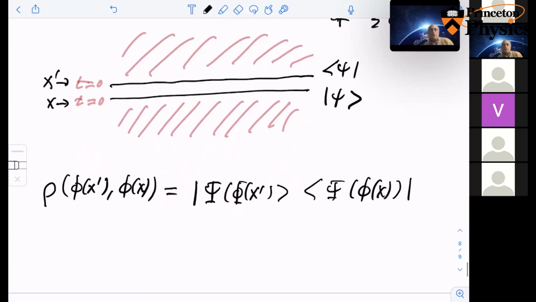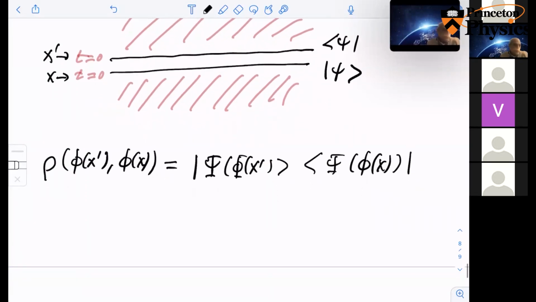And of course, it doesn't contain any information that the ground state wave function itself did not contain. All we've done is to do the same computation twice, calling one the ket and one the bra. Well, why have we done this? What we want to do, so this is rho for the whole t equals 0 plane.